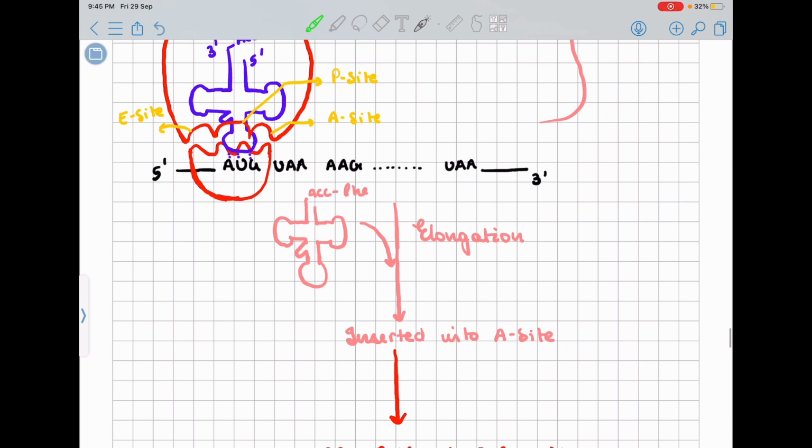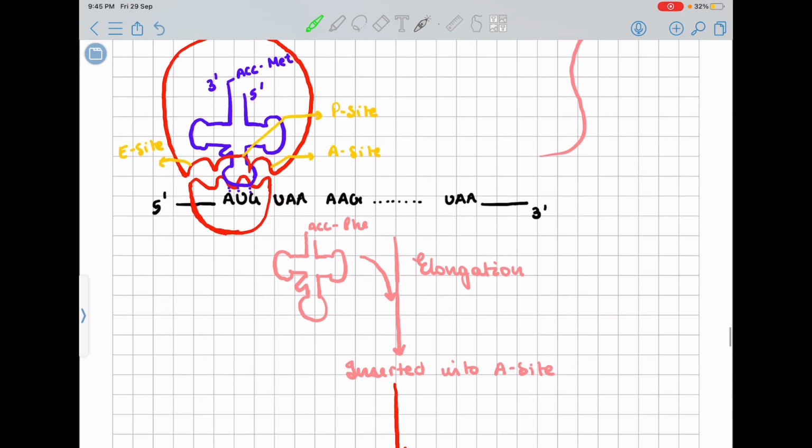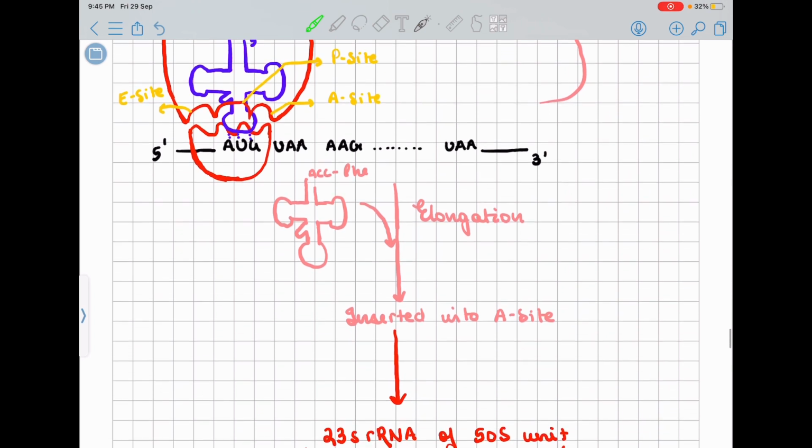Now, at P site, there is tRNA carrying methionine, right? Now the next sequence is UUU. So tRNA, which carries amino acid phenylalanine, will arrive, right? Because UUU, according to the genetic code, codes for phenylalanine. So this charged tRNA will arrive at the A site.